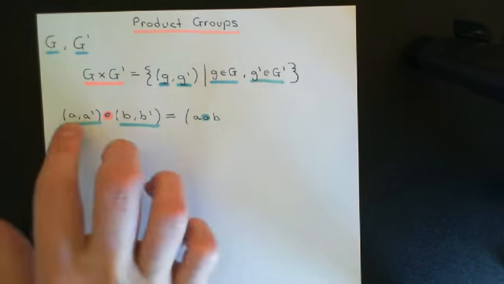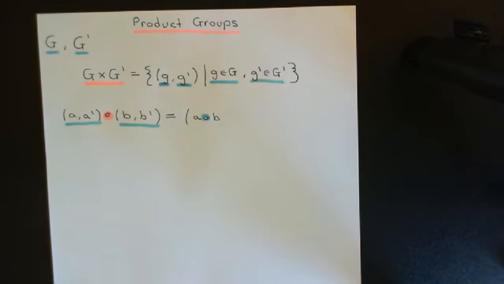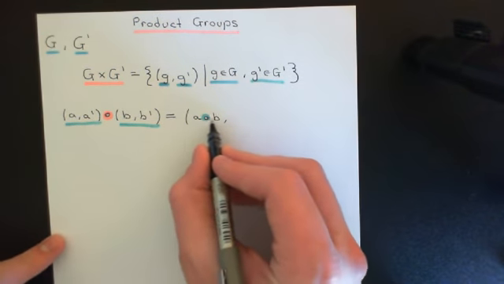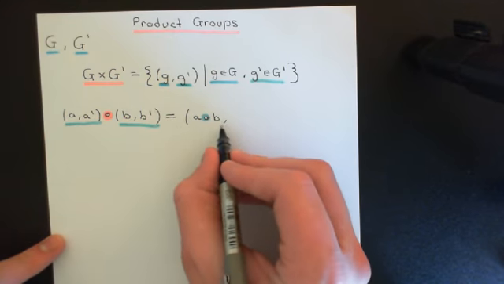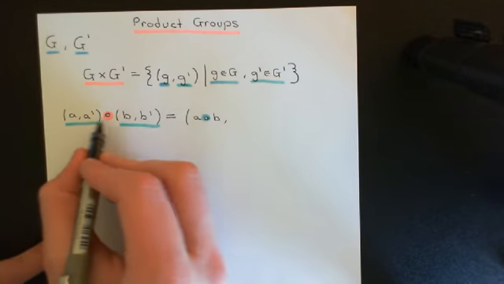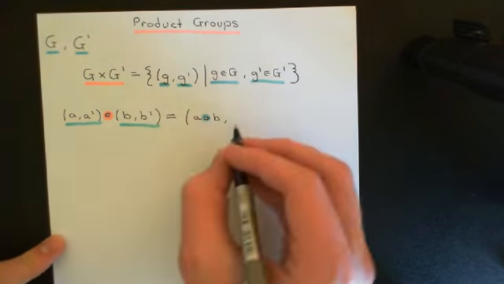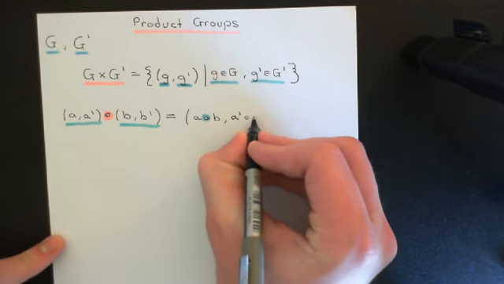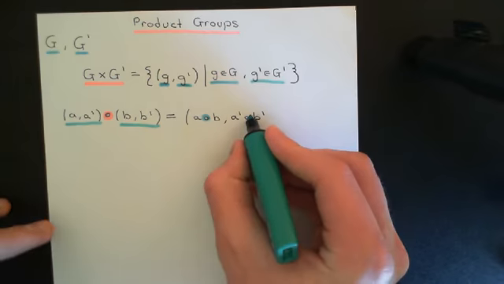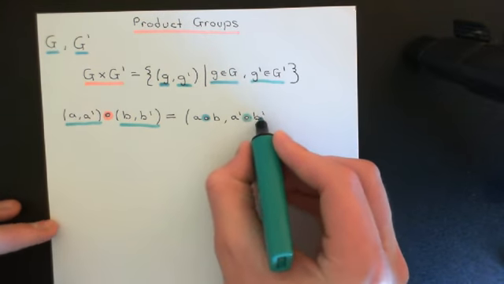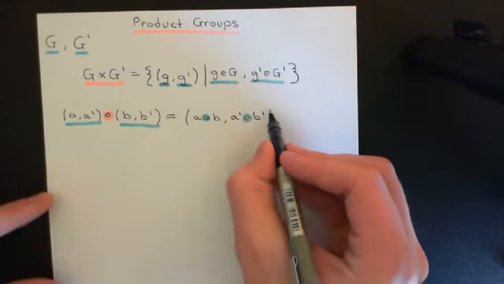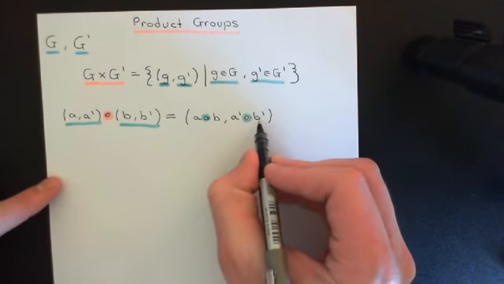So you compose little a with little b, they're both elements of capital G, and you compose them together in capital G to get another element of capital G, which will be the thing that you put in the first socket of the ordered pair. Then you'll do the same thing for the second socket of the ordered pair: you'll compose a prime with b prime, and this composition will be in the group capital G prime, because both a prime and b prime are elements of the group capital G prime, so you can compose them together in that group to get another element of that group.